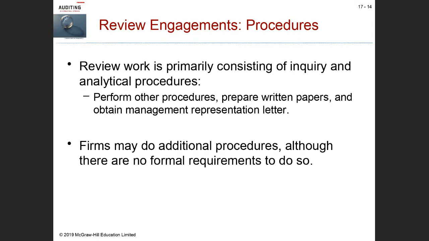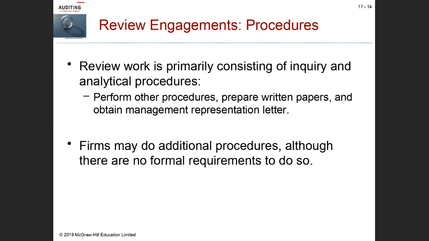As is noted here in PowerPoint 14, it says firms may do additional procedures, although there's no formal requirement to do so. Again, you may do additional procedures based on information you discover during your review engagement. There's no professional standard that says you must review the client's bank reconciliation or you must send a letter to the legal counsel for the company. There are no such standards.